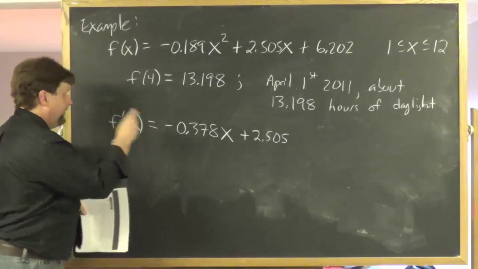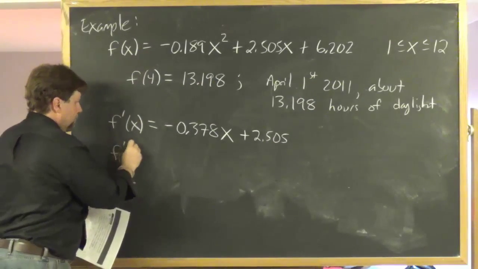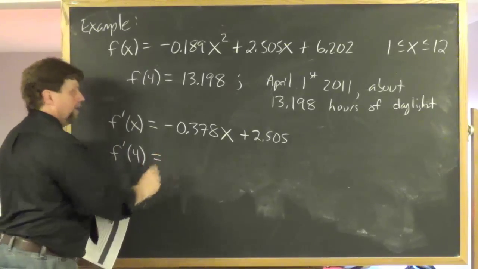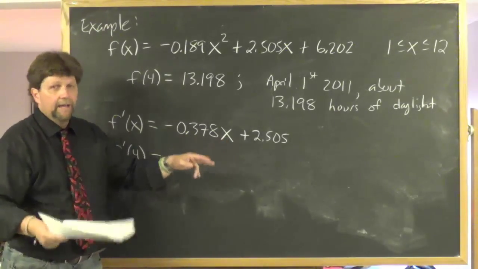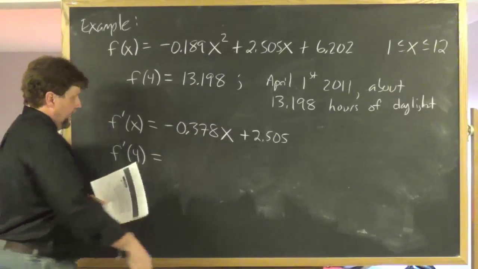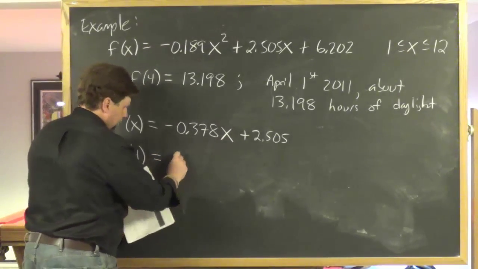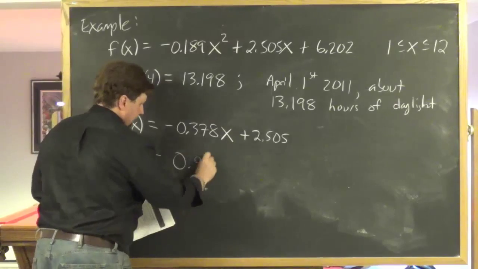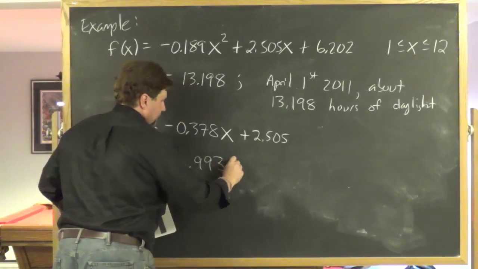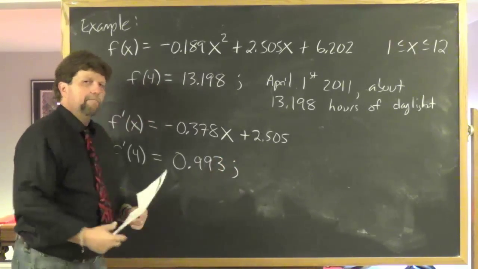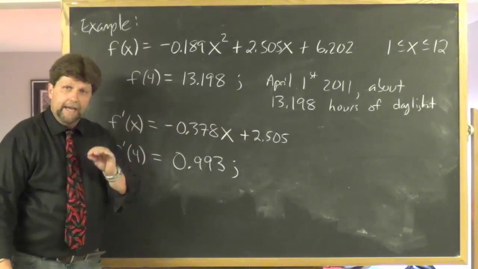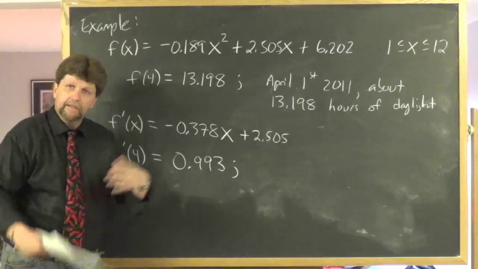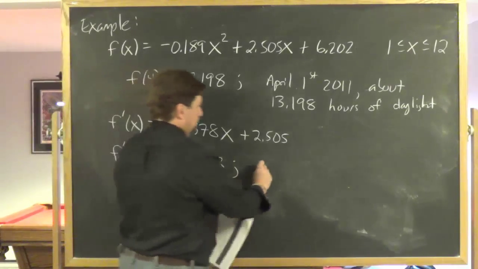So now we need to evaluate the derivative. Now we can do the f prime of 4. Toss 4 in here for x, and again, I am going to use my calculator, and I get f prime of 4 to be pretty close to 0.993. All right, so now what does that mean? Well, we know 4 matches up or corresponds to April 1st, 2011. So that's how I'll start my interpretation.